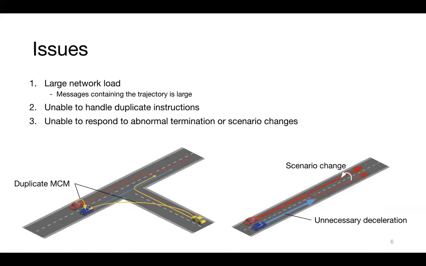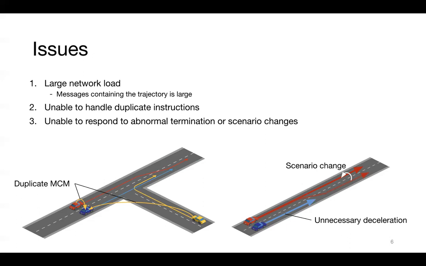In this method, there are three problems. First, sending a message including trajectory data leads to an increase in network consumption, because a message including the trajectory is much bigger than other messages. Second, it cannot correspond to instruction duplication. In some cases, the message can be sent by multiple vehicles because all vehicles can send the message.